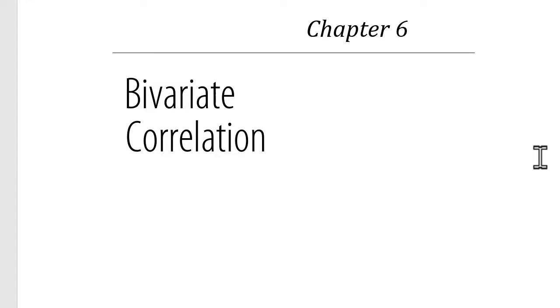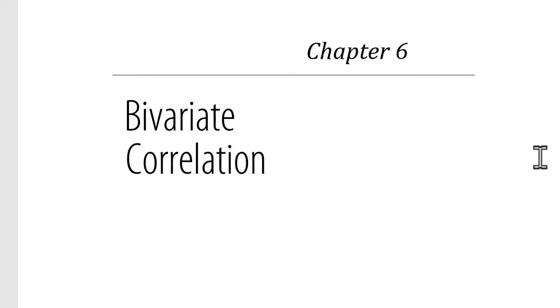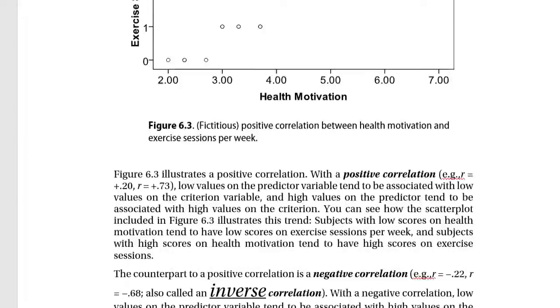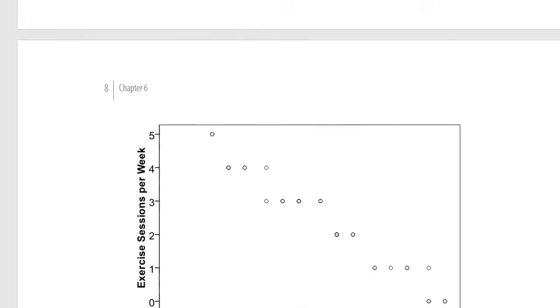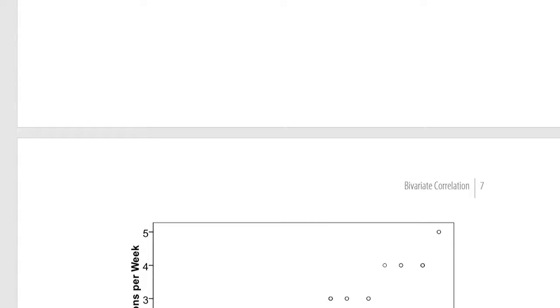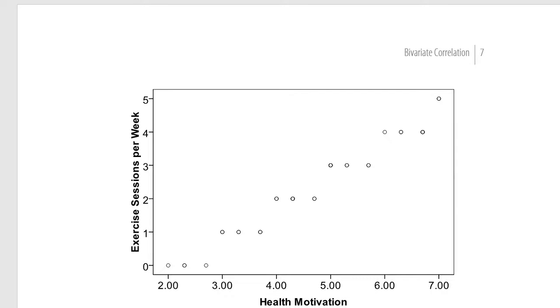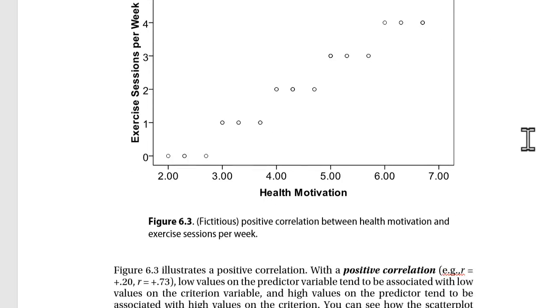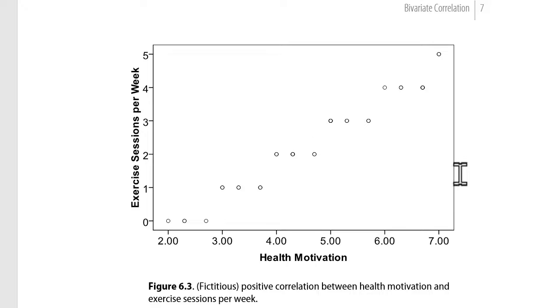Here's your course pack. Chapter 6, Bivariate Correlation. This is the course pack that you bought at the bookstore at the beginning of the semester. Let's go to the indicated pages. Scroll down, scroll down, scroll down. I'm on page 7. Course pack, Chapter 6, page 7. We have an example of a scatter plot that illustrates positive correlation. Fictitious positive correlation between health motivation and exercise sessions per week. This is what a positive correlation looks like. Is that what your scatter plot in your exercise looks like?